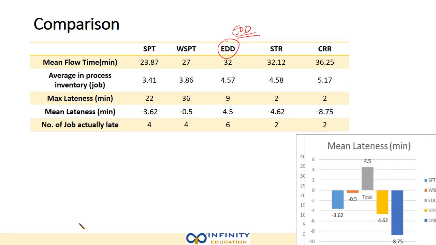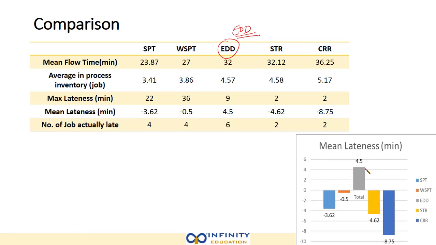Next parameter is mean lateness. In mean lateness, you can see that EDD has increased mean lateness. As you can see in the previous graph, maximum lateness is reduced from 36 to 9, drastically changed, but at the same time it has increased the mean lateness.